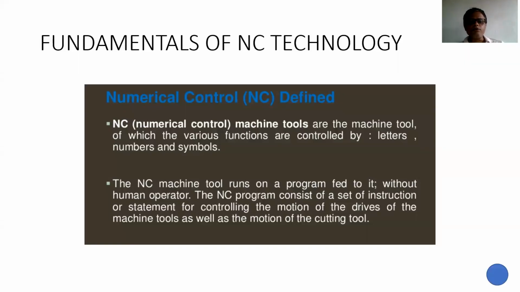The NC machine tool runs on a program which is fed to it. There is no human operator. The NC program consists of a set of instructions or statements which are used for controlling the motion of the drives of the machine tools as well as the motion of the cutting tool.